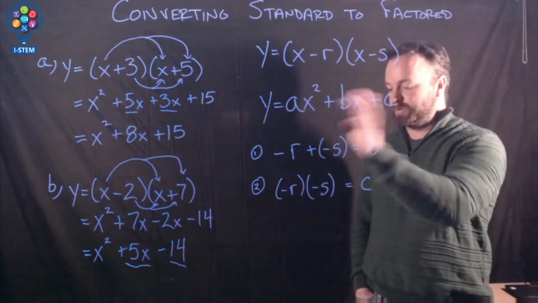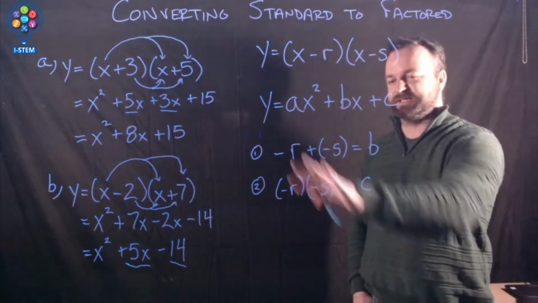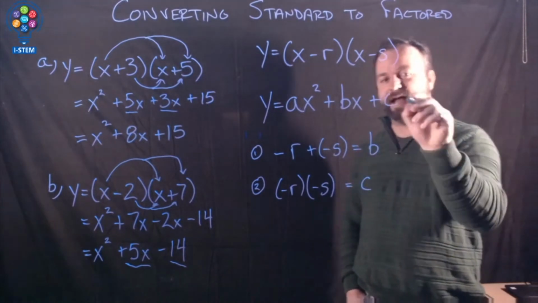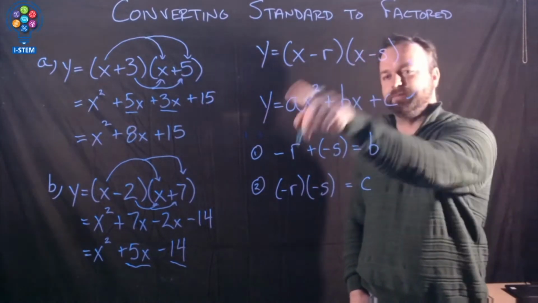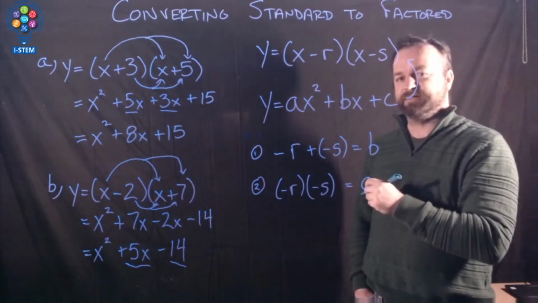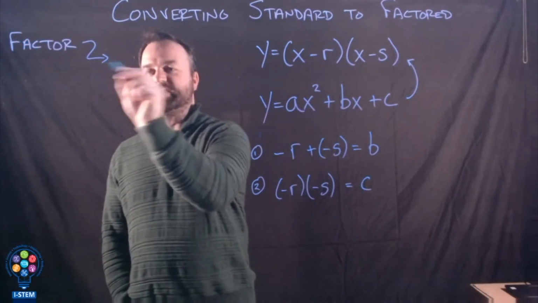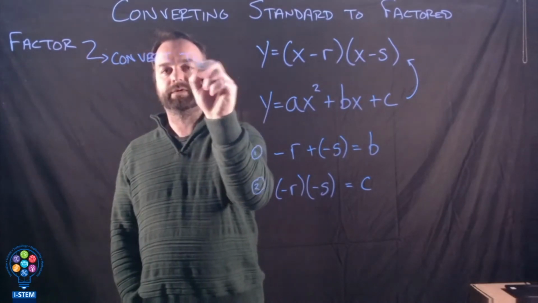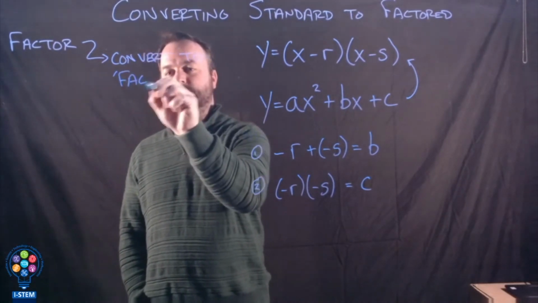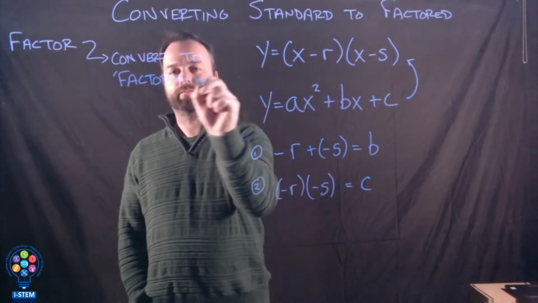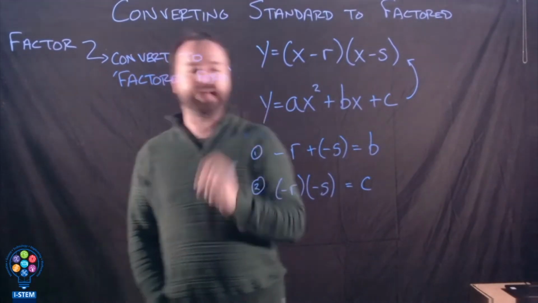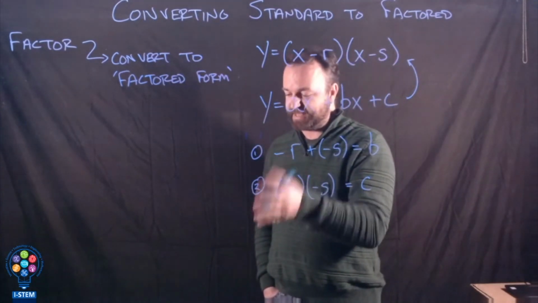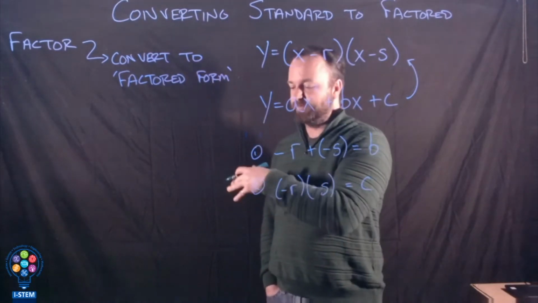And so what we're going to do on the next few examples is use this information, this kind of rule, to determine how we can go backwards from something in standard form into factored form. That's just an expression that means convert to factored form. So in these next few questions, we're going to be asked to take something in standard form and convert it into factored form.